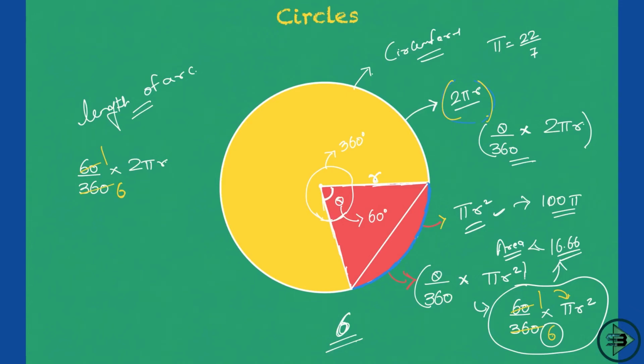Let me put it in a color. This green part, I'm asking you, what is the area of this green segment? Okay, what is the area of this green segment?